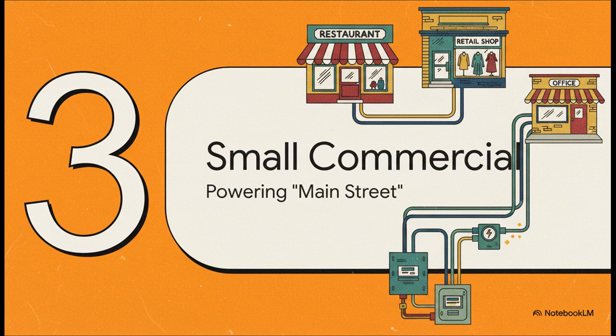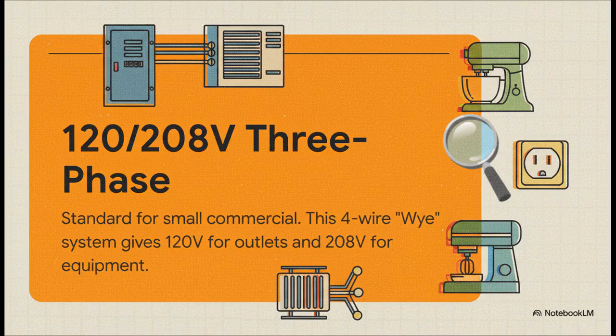Okay, let's scale up. We're moving from a house to your typical Main Street business, like a restaurant, a little retail shop, or a small office. Their power needs are a lot more demanding, and that calls for a totally different system. For these kinds of buildings, the go-to system is 120/208 volt three-phase. This is the absolute workhorse of small commercial architecture.